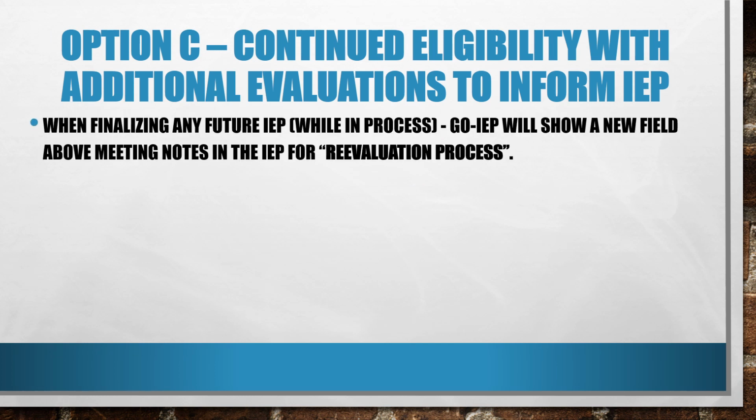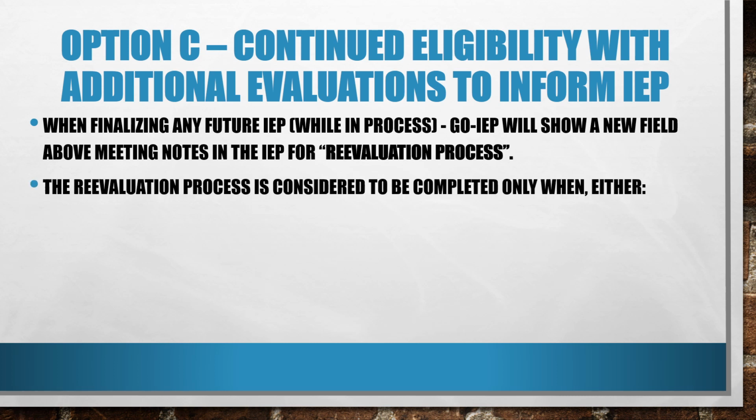Option C is again a continued eligibility, which will inform the IEP process. This means that the next step will take the team members back to an IEP event. When finalizing any future IEPs until all evaluations are completed, GO-IEP will show a new field above meeting notes in the IEP for reevaluation process.